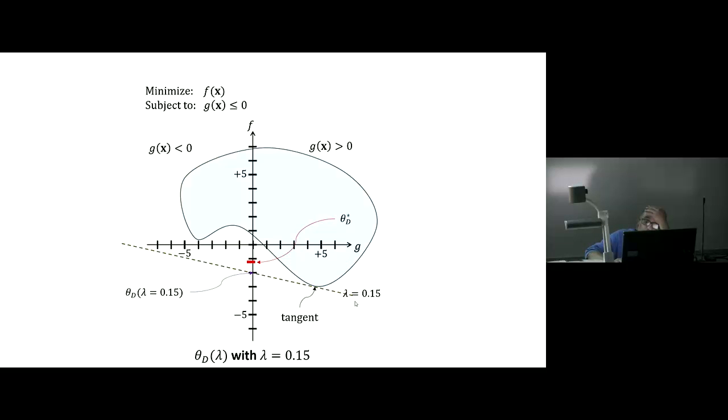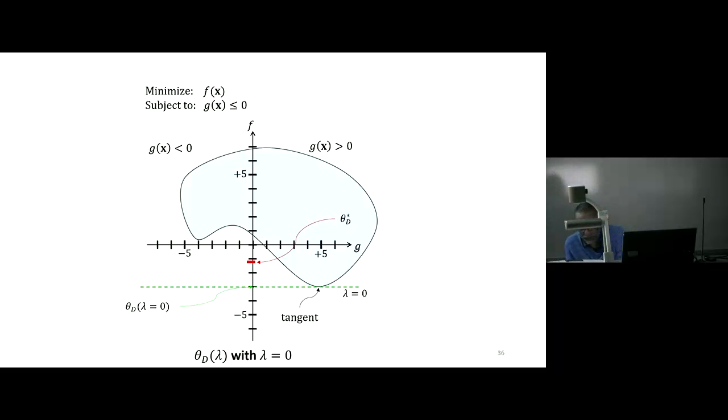This is for lambda equals 0.15. Now the point of tangency is here. It changed from somewhere here to here. Lambda can never be negative, so lambda equals 0 is the lowest we can ever be. That corresponds to a horizontal line, and that's tangent at this point here. So this is theta d when lambda equals 0. Are we good so far?